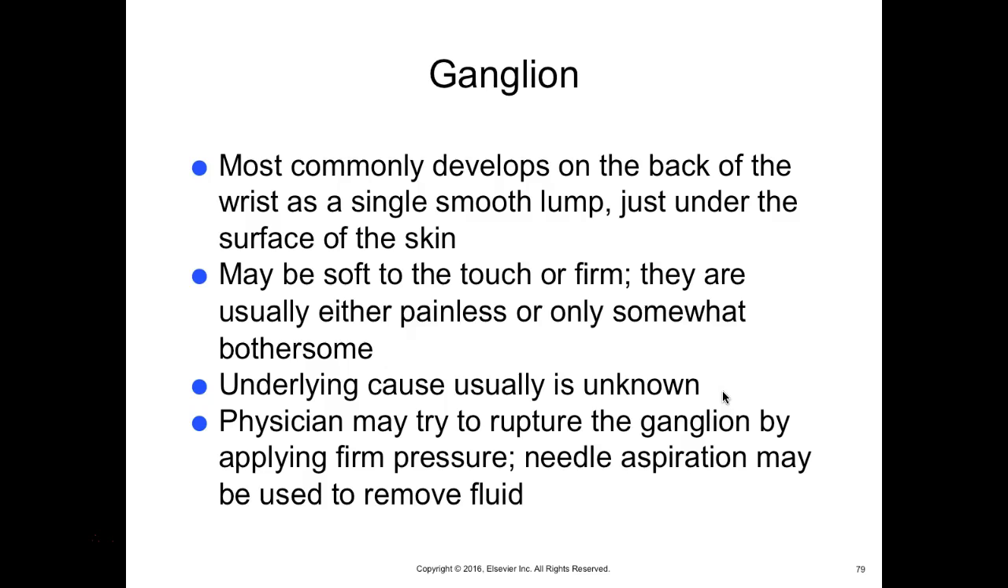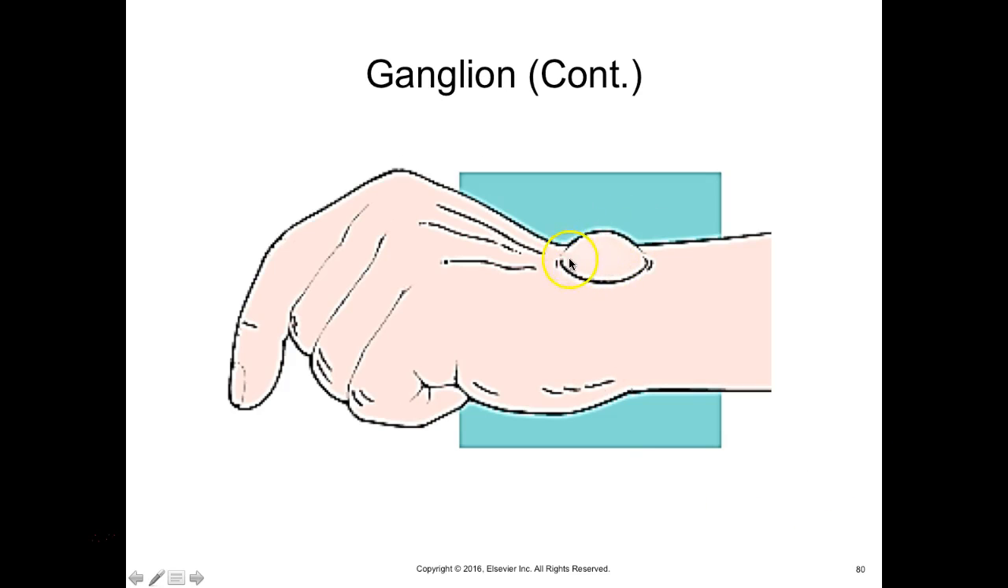We don't know why. Some physicians may apply pressure to try to break it up, and others might do a needle aspiration to remove the fluid. So here's a ganglion. If this got really large, it might actually limit the range of motion in the wrist. For some people, if they're small and they don't bother them, they don't have to do anything. You really only have to do something if it's problematic.